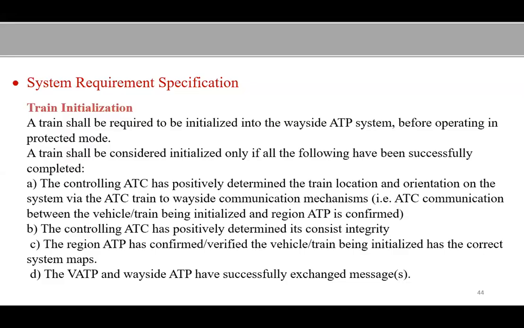And a train shall be considered initialized only if the following have been successfully completed. What are the following things? ATC, which is nothing but the CBTC, positively determines the train location. Communication should be established with the central control, and the train location has to be established. And also the CBTC system should communicate with the region where the train has to go, so that the regional ATO also gets updated for the train movement at every station. And also the train integrity communication is checked in the train initialization, and the operation control center and the VOBC, the vehicle onboard system, both exchange messages for successfully initializing the train to move.